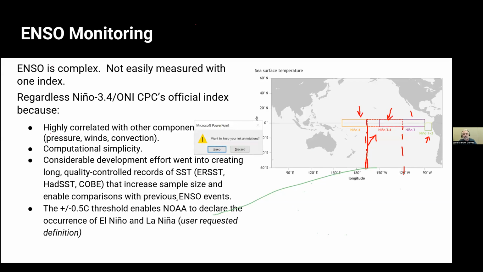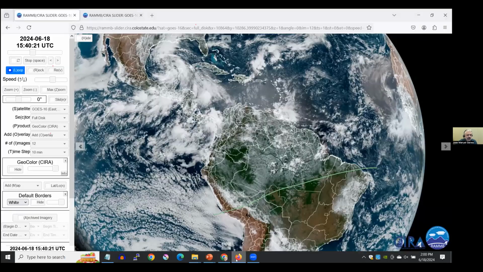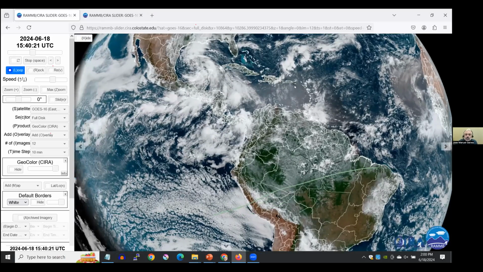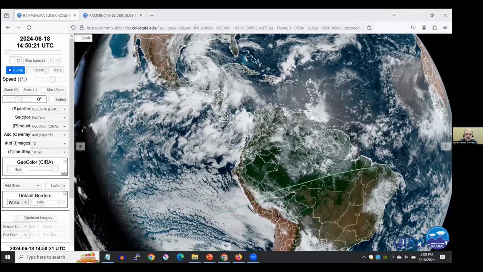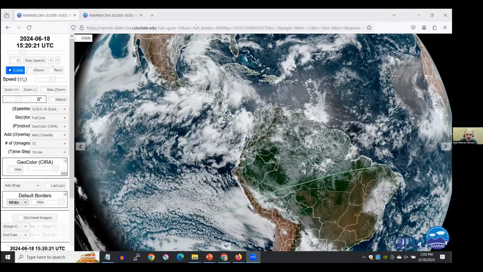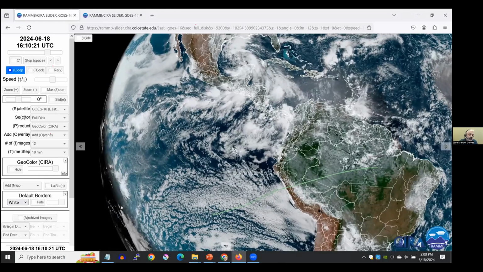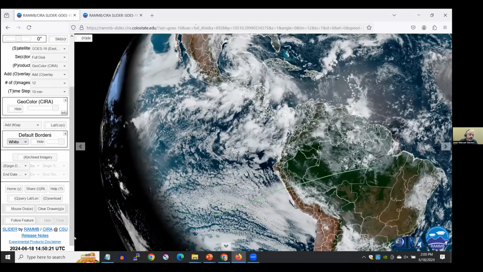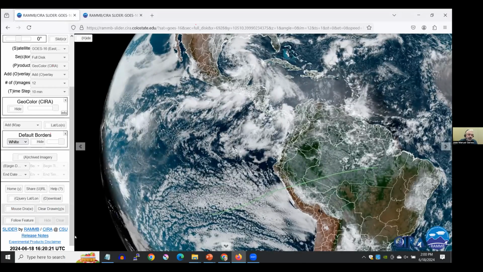So let me get out of the presentation for a second. We're going to go into the ITCZ. What better way than looking at the current situation right now? So this is the current situation where we're in the Americas. We can change to other parts of the world. I'm going to start with the Americas, and then we can look at other satellites. We have Himawari for the Western Pacific, and also Meteosat for the Indian Ocean.